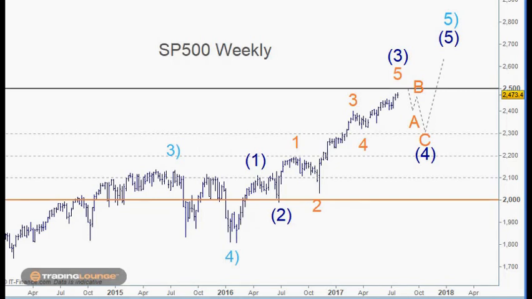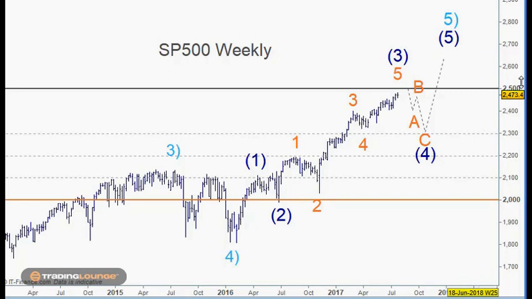Welcome to Trading Lounge and the S&P 500. Just starting on the weekly chart, then we'll go daily and hourly, but we're very close to it. We've either got a top in place for wave 3, as you can see, or we've got one more little push up. So what we need to do is have a bit of a strategy in place to take any short positions if we get lower prices. So let's go in and have a look at that.